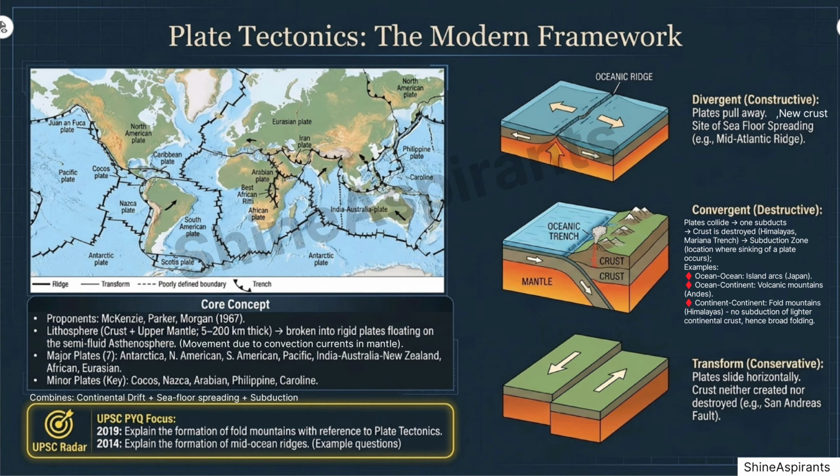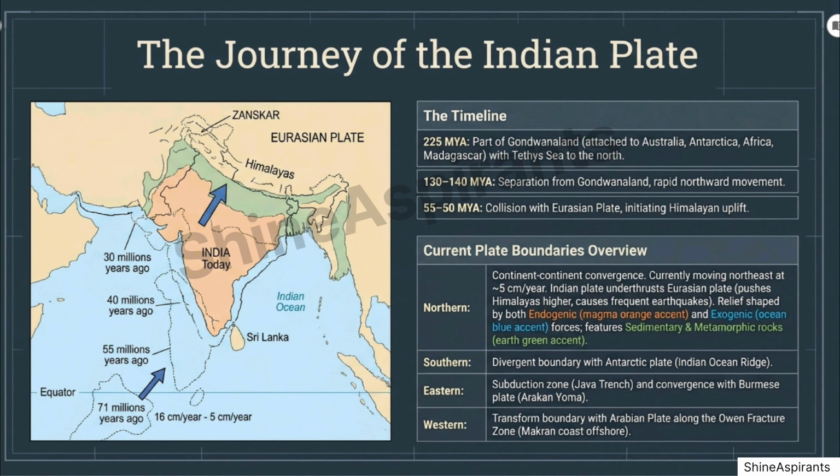Plates slide horizontally past each other. Crust is neither created nor destroyed. Example, San Andreas Fault in California. Movement of the Indian plate. This is extremely important for UPSC, especially for questions about the Himalayas and Indian geography.